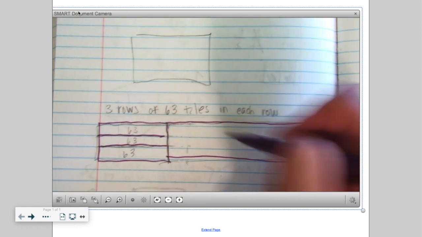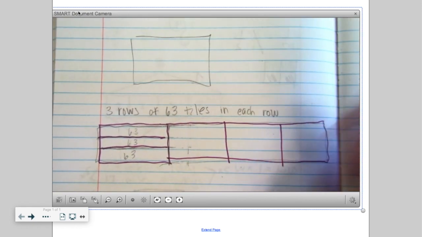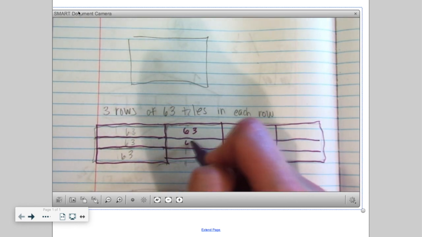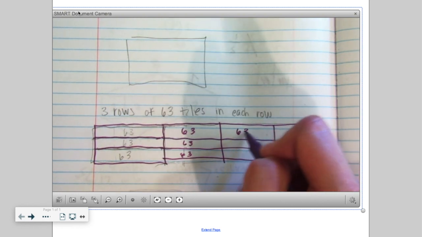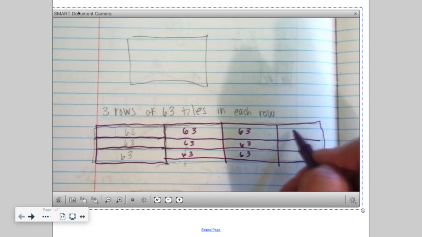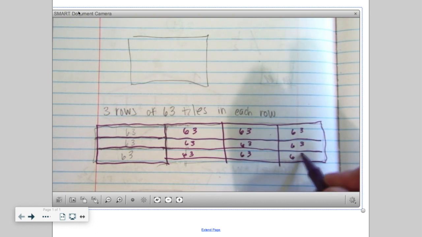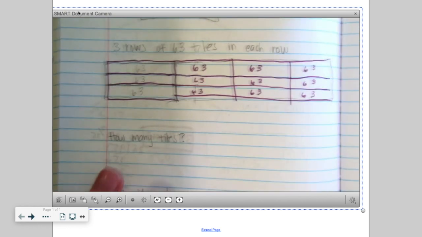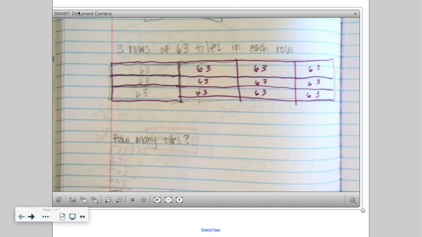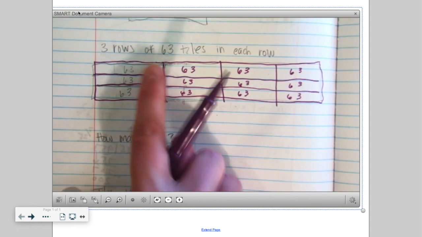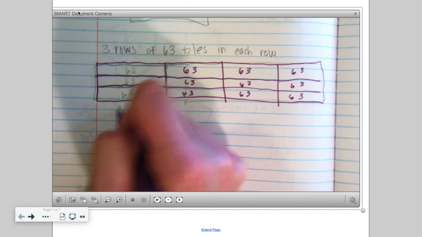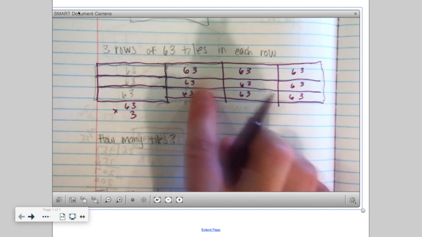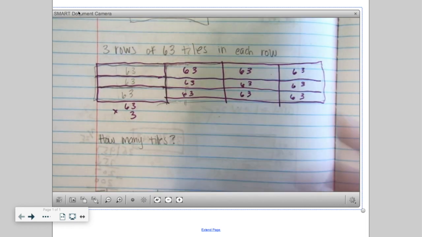So this is just 1/4 of that continued pattern. So this will have 63, this will have 63, this will have 63, this will have 63. These are representing the 4 walls of his room, okay? So they first asked me, how many tiles? I know that I can do this a couple ways. I can do 63 times 3, and then I can multiply that product by 4. So I think that's how I'm gonna solve this.